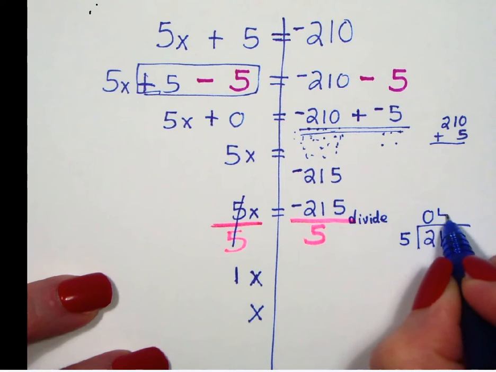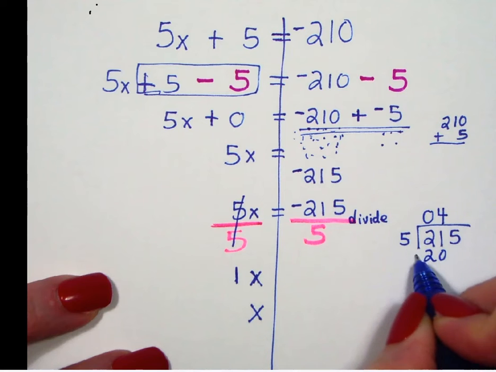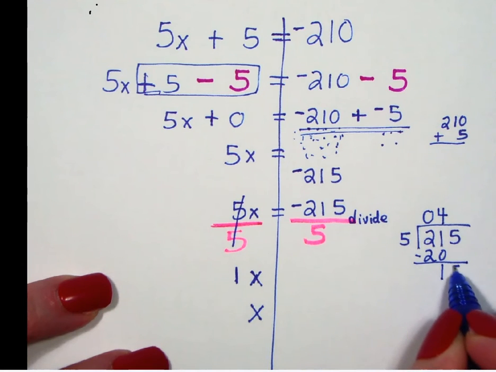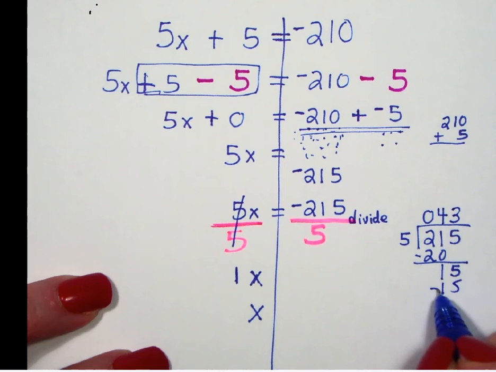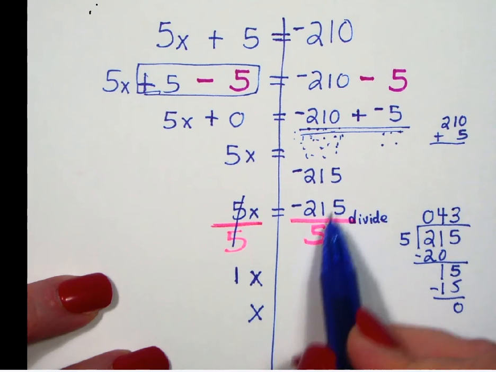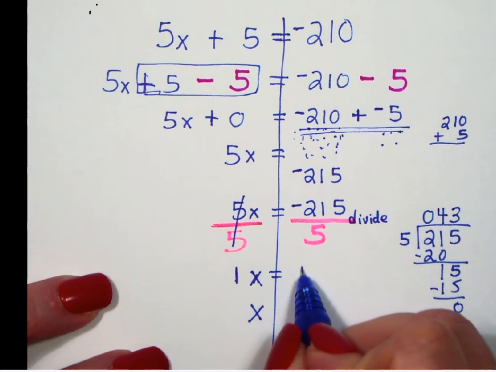If you have 20, we have 4 groups. 4 times 5 is 20. Bring down the 1, bring down the 5. 5 times 3 is 15. So 215 divided by 5 is 43.